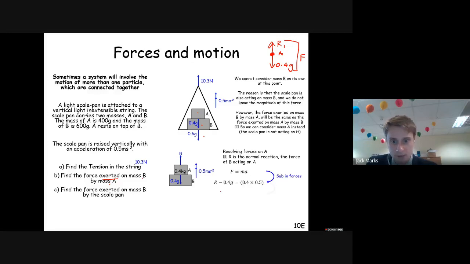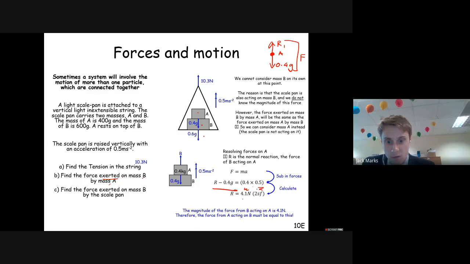So R minus 0.4g equals ma. It's the mass of the block. Remember, this is all about A. I'm looking directly at the things acting on A. And the acceleration is the same throughout the question. If you do this, you will get 4.1 newtons. And you might think, well, you haven't answered the question. And you're right, in a sense. By doing this, I have found out the reaction that A faces. In other words, I have found out what B is doing to A.